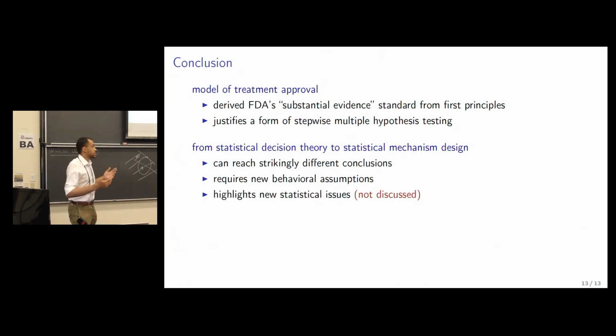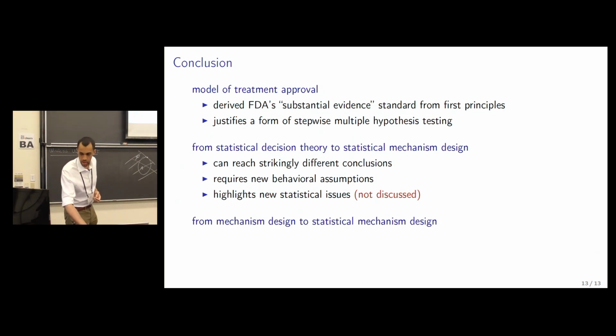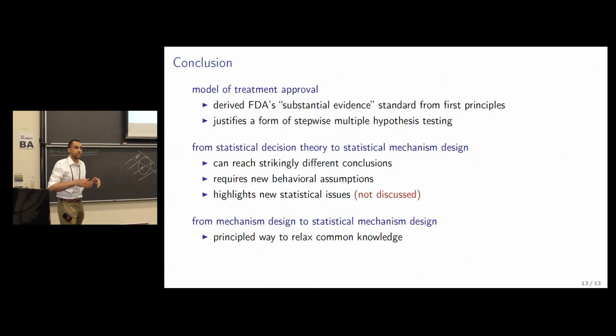It also highlights, I think, new statistical issues that, again, I didn't discuss in this talk, but are heavily discussed in the paper. We can also think about this as moving from mechanism design to statistical mechanism design. And we see that statistical mechanism design can offer principled ways to relax common knowledge assumptions and endogenize, in a sense, simple policies. Thank you very much.